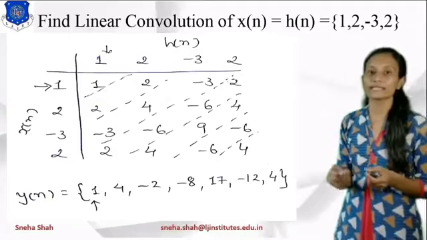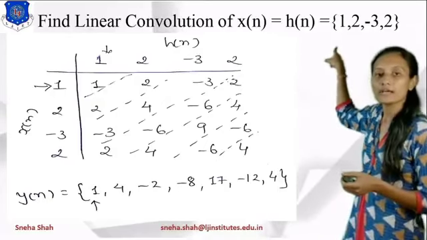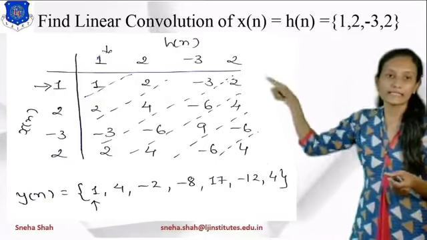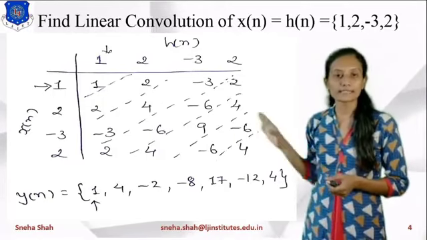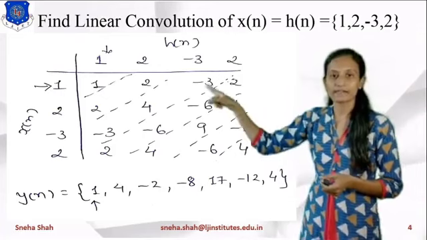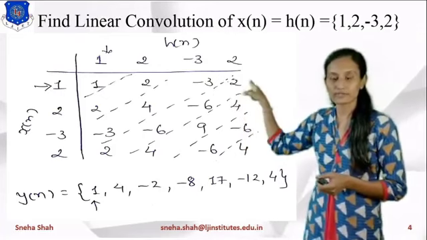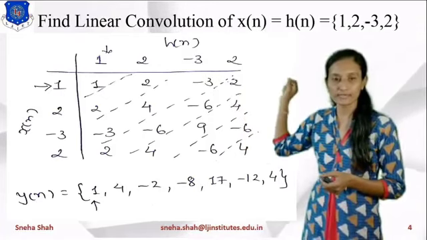So by default we will take the first term as L. So in the first term we will write the arrow. Now if you want to solve this example by using the tabulation method, then we first write the x of n and h of n like this: 1, 2, minus 3, 2, right?